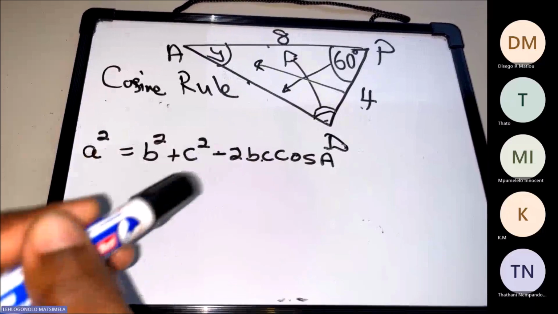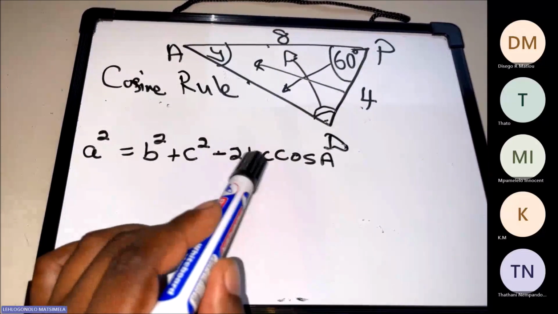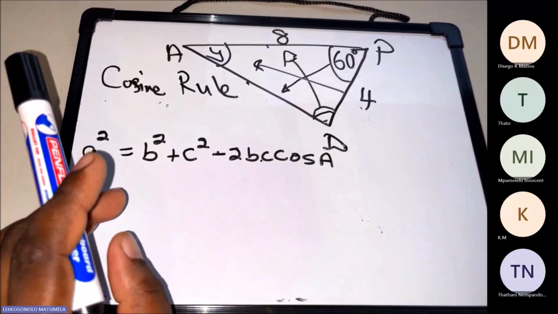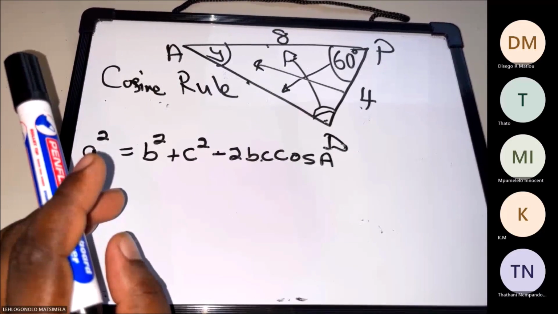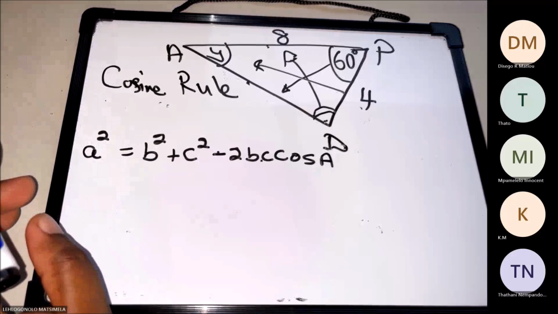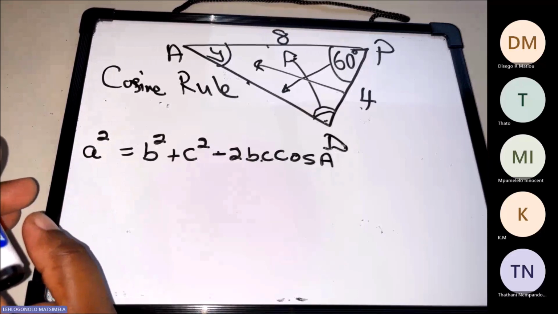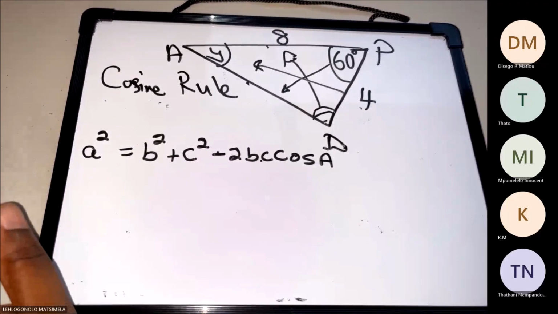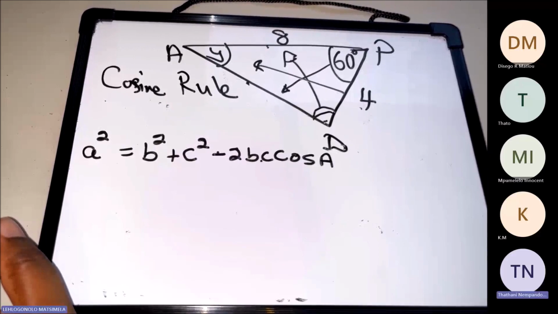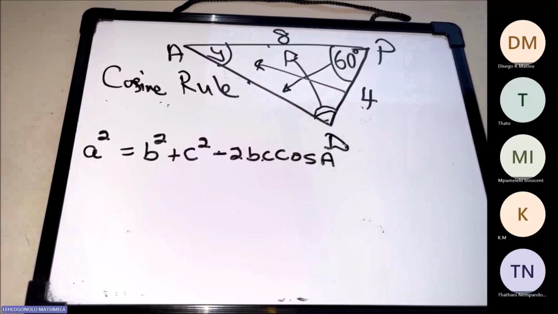Keep BC squared. Something squared. Let me check, I might have missed it somewhere. Let me verify the formula. Okay, it's correct. The formula is correct. We can see the formula, right?